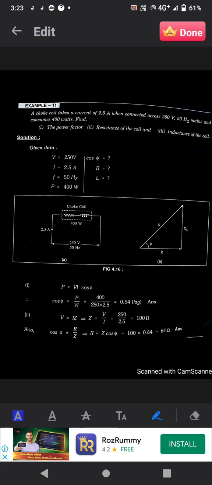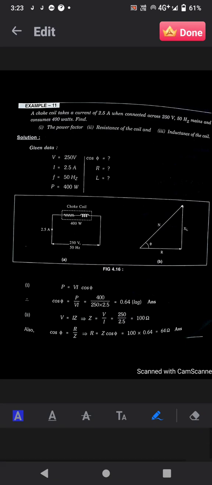The next problem is related to the RL circuit again. A coil takes a current of 2.5 amps when connected across 250 volts, 50 Hz mains and consumes 400 watts. Find the power factor, resistance of the coil, and inductance of the coil. This is the given problem.